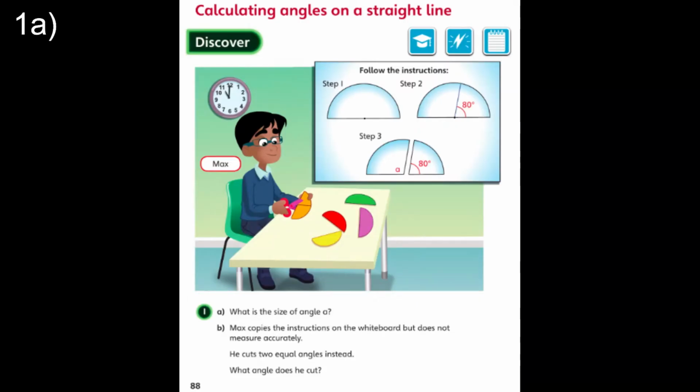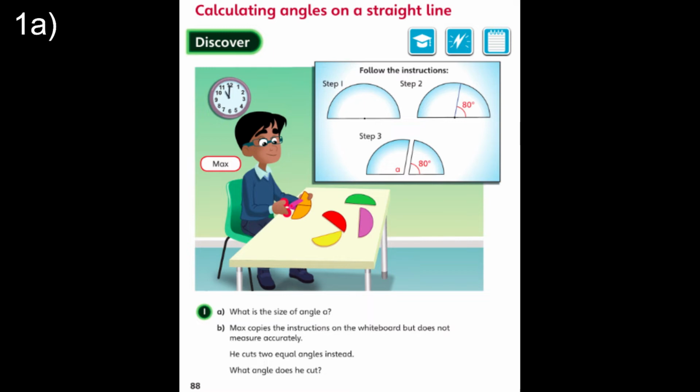Now that we've refreshed our memory about supplementary angles and how to work them out, let's look at a simple example from the textbook. Remember, you do not have a copy of the textbook, so you just follow with me on the screen. Under the Discover section, we see Max working with some paper, and the bits of paper he has are shaped like protractors, so that tells me that they're a 180 degree turn, or a half turn.